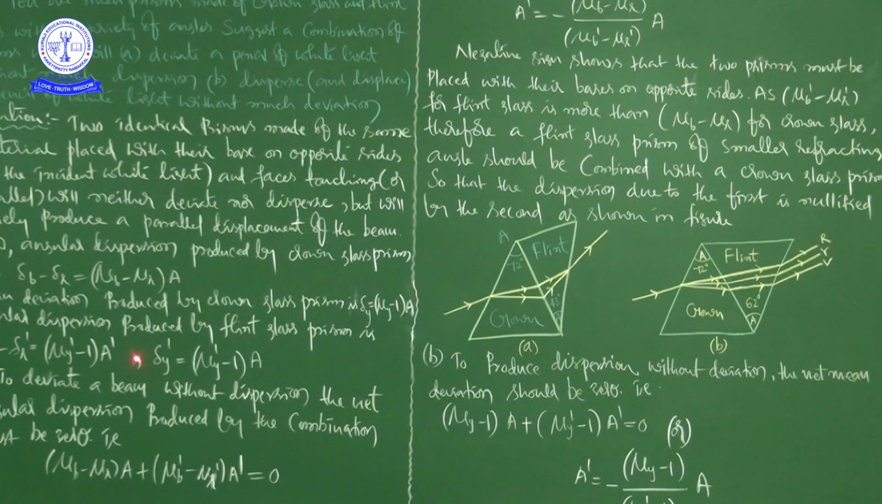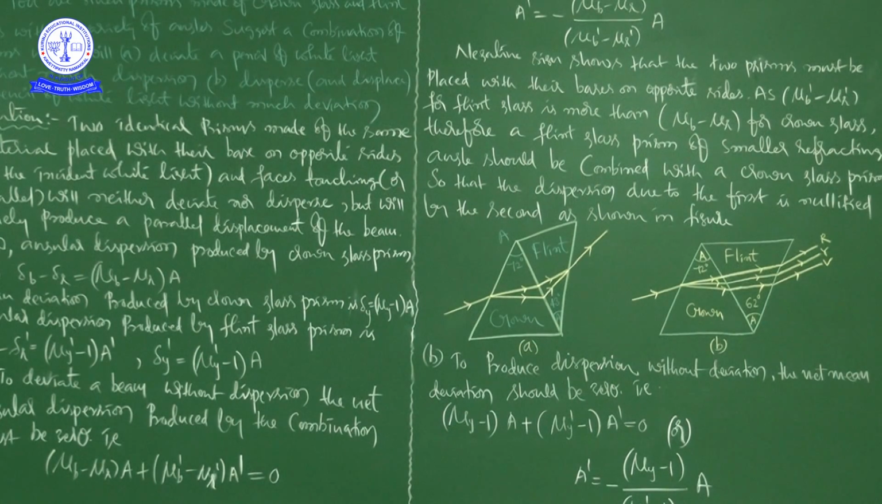In the previous condition, to deviate a beam without dispersion, the net angular dispersion produced by the combination must be 0. But to produce dispersion without deviation, the net mean deviation should be 0. That is, (mu y minus 1) A plus (mu y dash minus 1) A dash is equal to 0. By solving this, writing A dash in terms of A, we get A dash is equal to (mu y minus 1) divided by (mu y dash minus 1) into A.